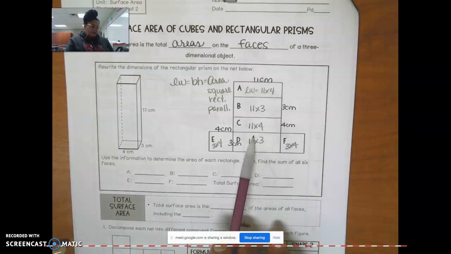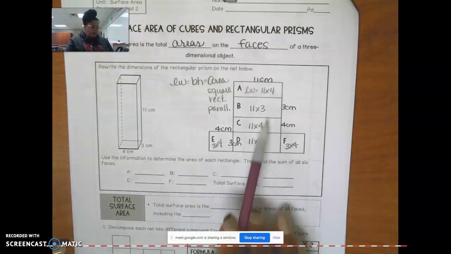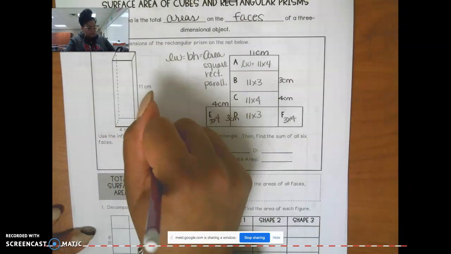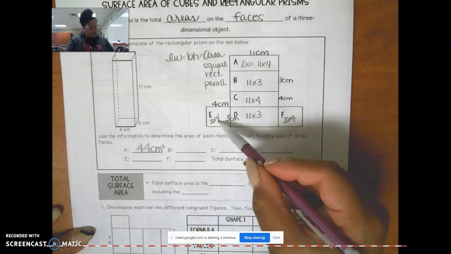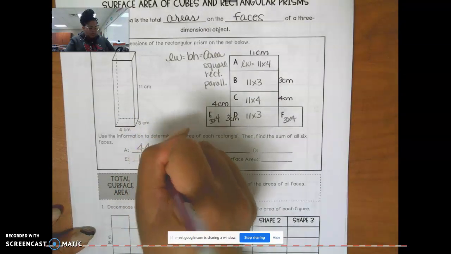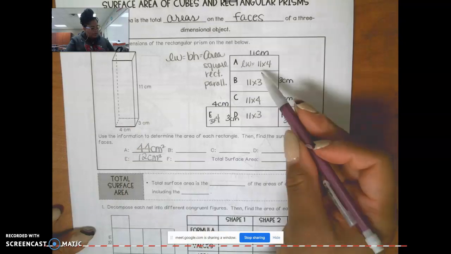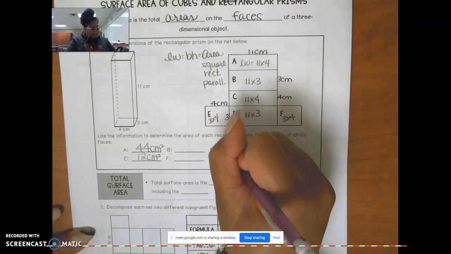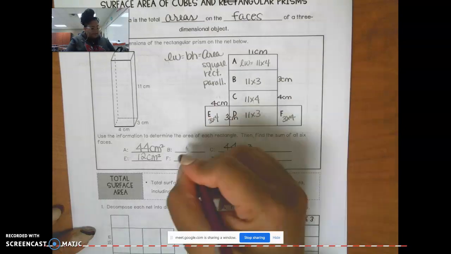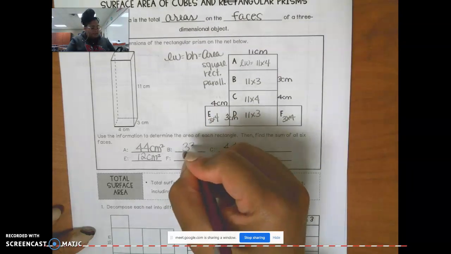In this case, we've got 6 rectangles, and we've got to calculate the areas. So 11 times 4 is 44. E is 3 times 4, which is 12. A is the same as C. B and D are the same. 11 times 3 is 33.